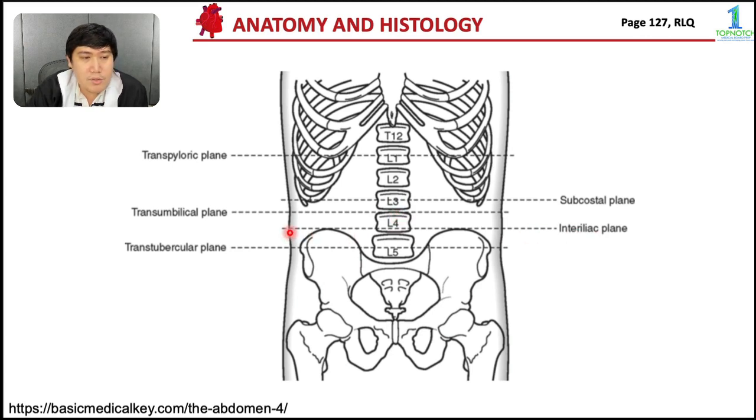Interiliac plane, the highest point of the iliac crest, is between L4 and L5. That's the one being used by anesthesiologists when they do spinal anesthesia. And transtubercular plane, using the iliac tubercles, lies at the level of L5.